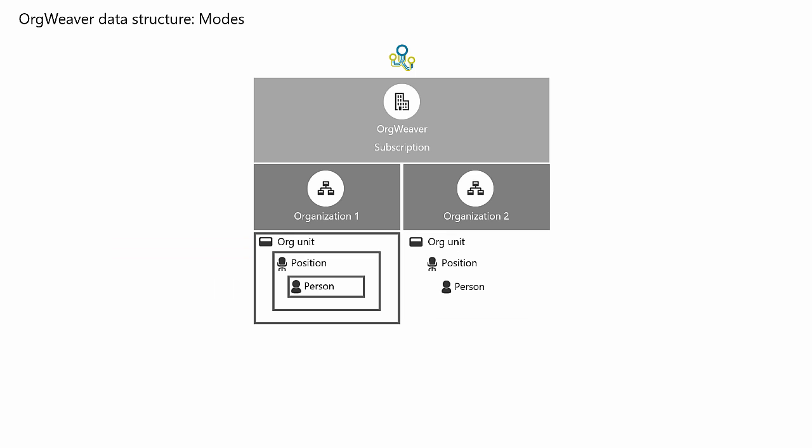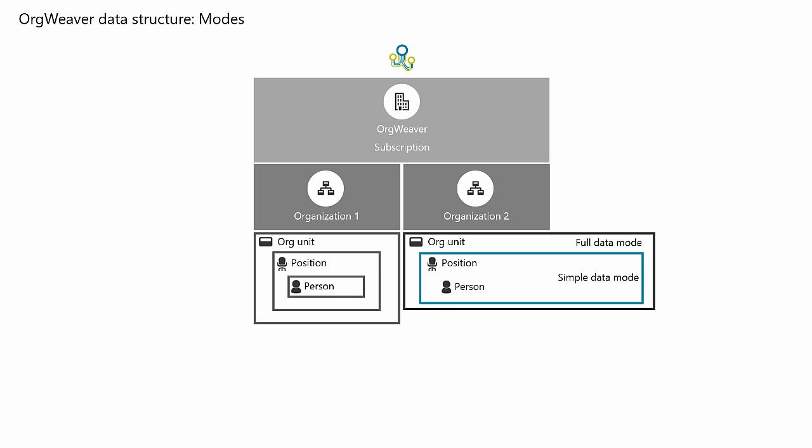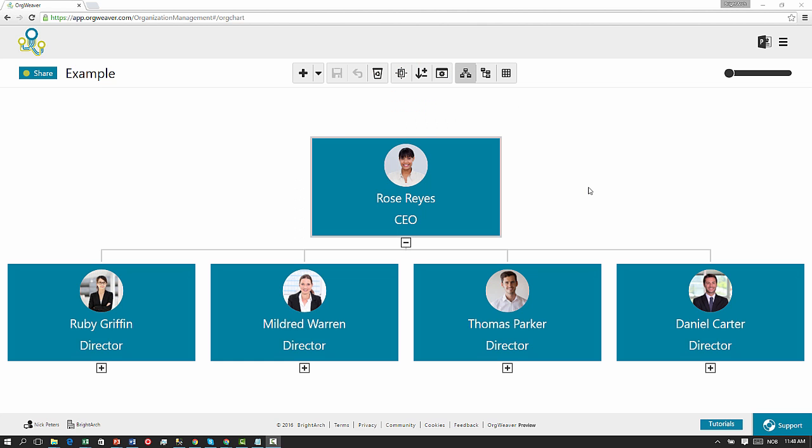OrgWeaver lets you visualize your organization in two different ways. Simple data mode, or just simple mode, helps you visualize your org chart in a traditional way. Full data mode shows all of the org units, positions, and people. Let me show you this in the actual solution.